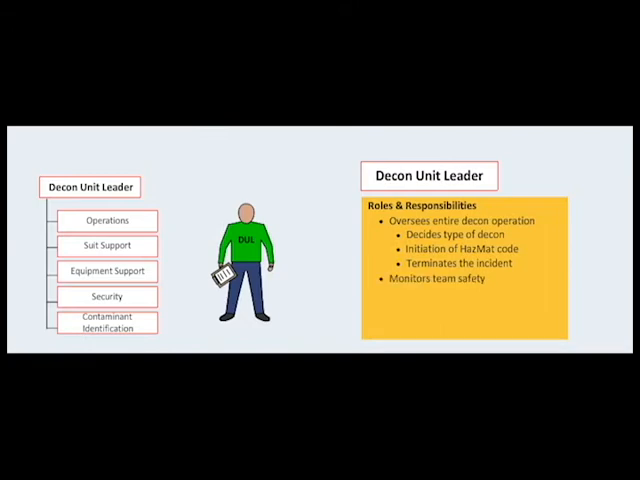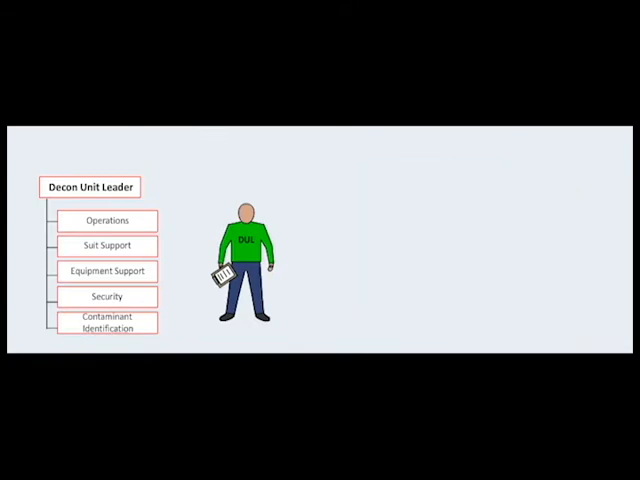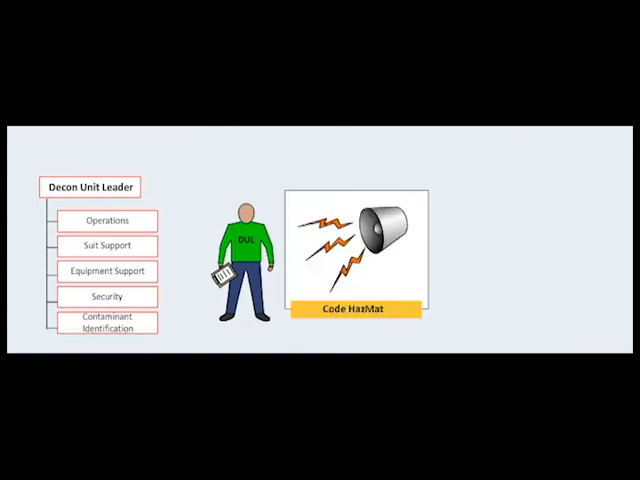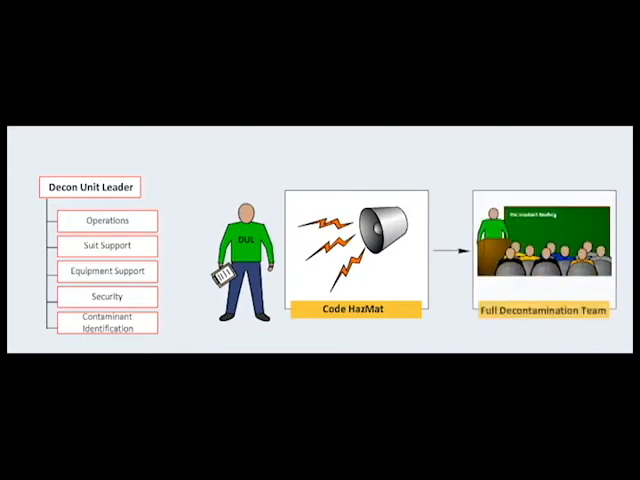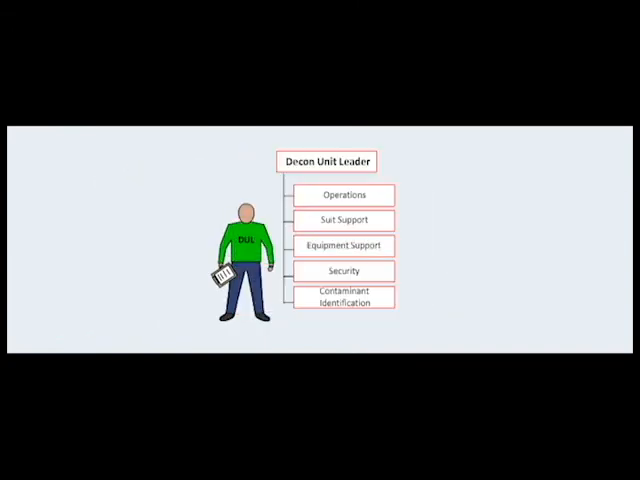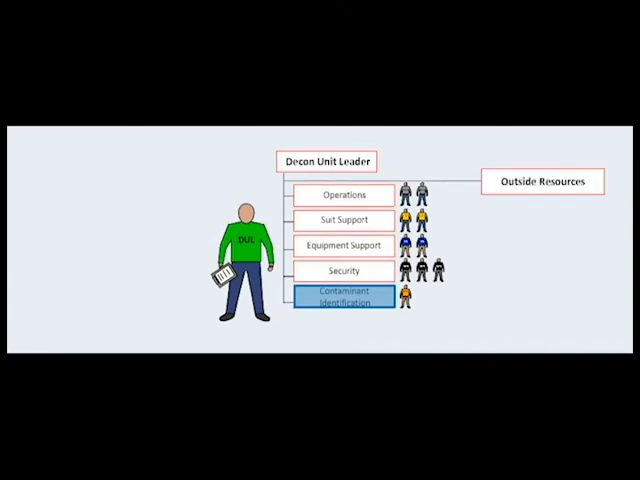The Decon Unit Leader monitors team safety, assigns responsibilities, and has input in all decisions. In many instances, the Decon Unit Leader is the first team member to thoroughly interview the patient and evaluate available chemical information. It is the Decon Unit Leader's responsibility to initiate the hazmat code, which calls the full decontamination team together. This leader must determine if the hospital has enough internal assets to handle the situation or if outside resources, such as the fire service or a chemical remediation company, are needed.